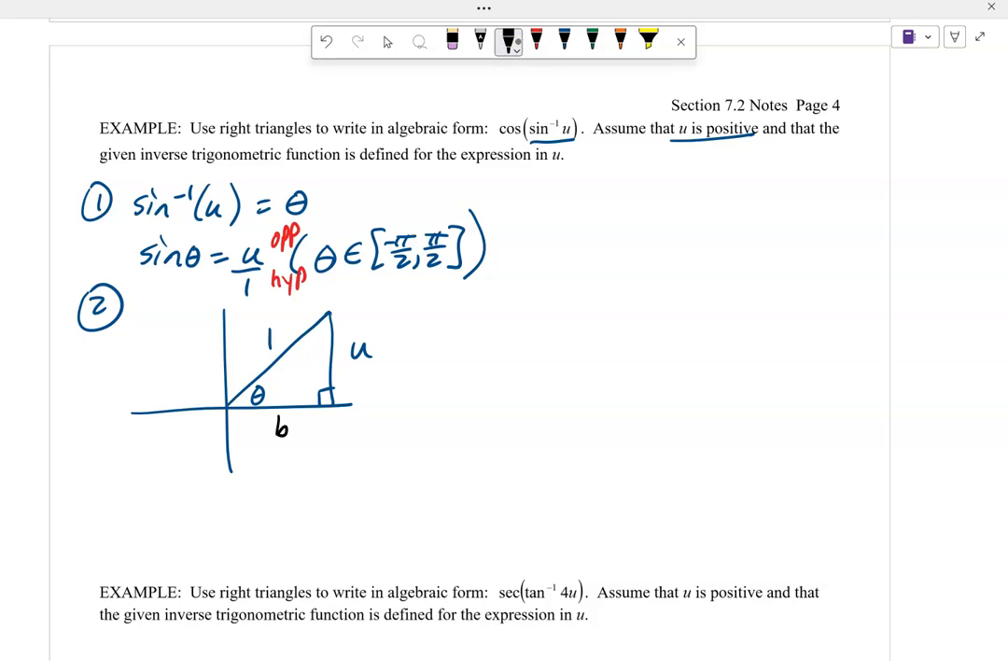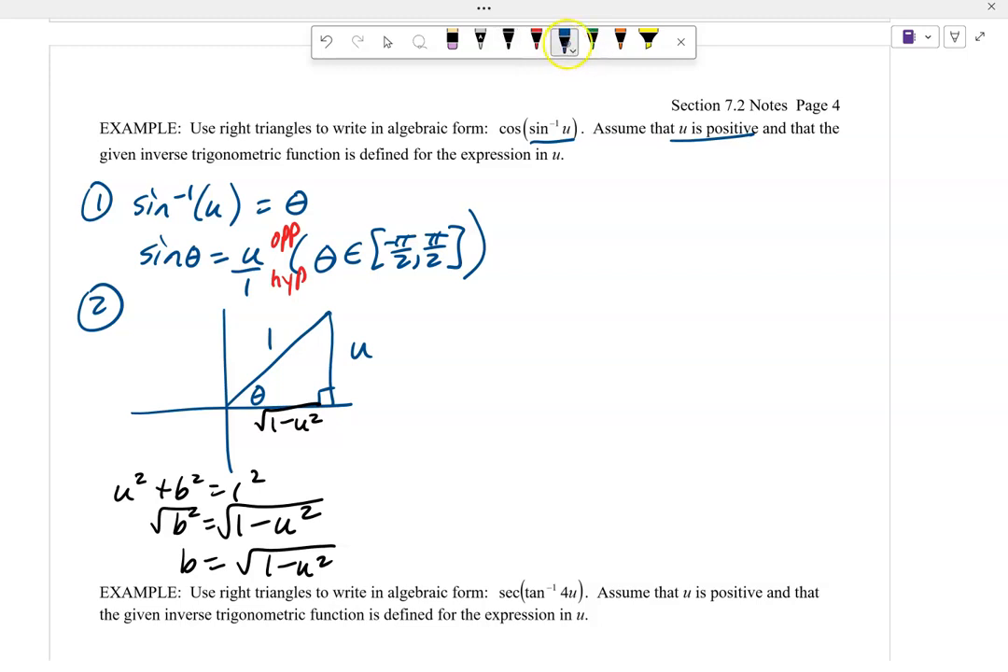Let's go ahead and solve for that side. I'll call it side b. So u squared plus b squared equals 1 squared. I'm solving for b, so subtract u squared on both sides. So I got 1 minus u squared, and I square root. So b is the square root of 1 minus u squared. Let's put that in right here. Square root of 1 minus u squared. Now we're all set up, so we can finish this.